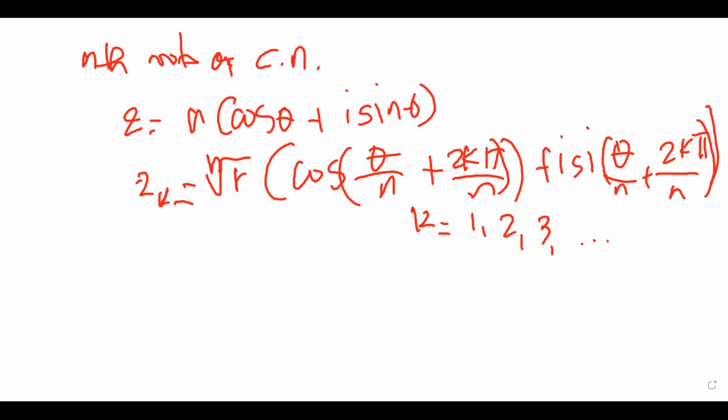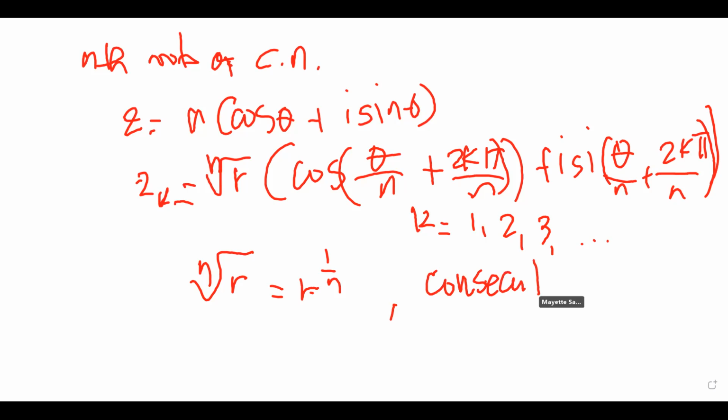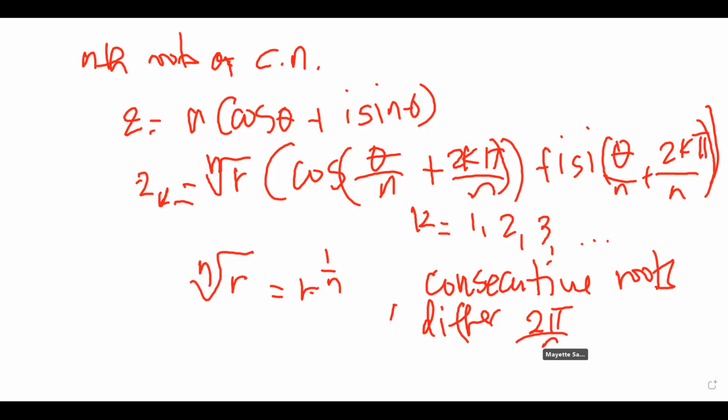As we can see here, the nth root of r is just equal to r to the 1 over n. And in terms of angle, consecutive roots differ by 2 pi over n, depending on the value of k. So the difference from one angle to its next consecutive angle is 2 pi over n.